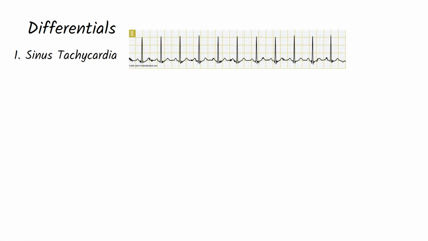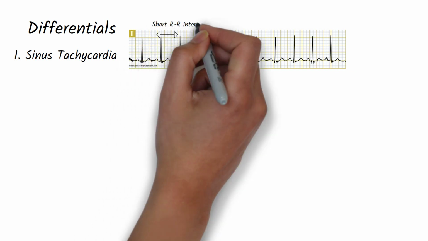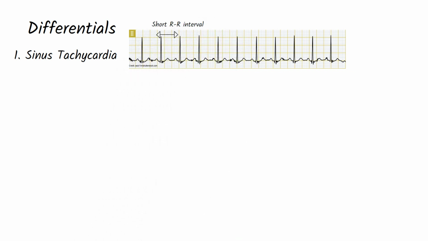First is sinus tachycardia. In sinus tachycardia, the P wave and the QRS complex are normal, but the RR interval is short. The treatment of sinus tachycardia involves treating the underlying cause, such as sepsis or pain, and also rate control with beta blockers if it's required.